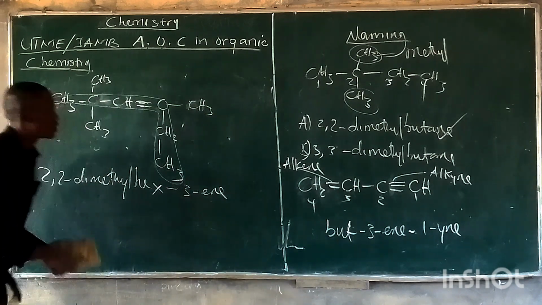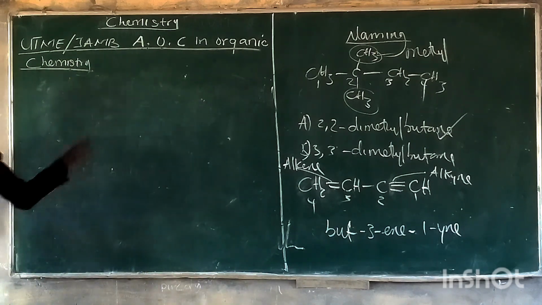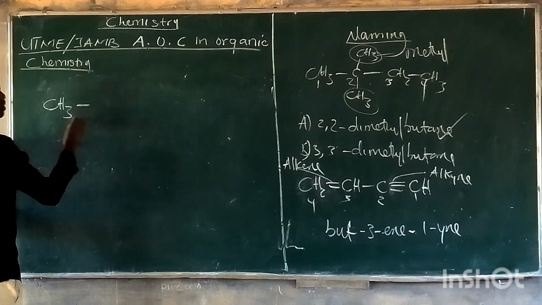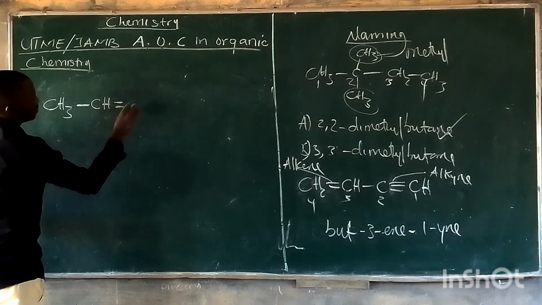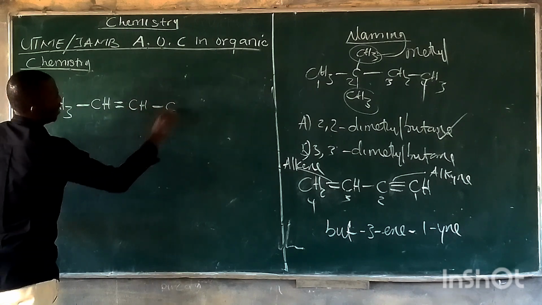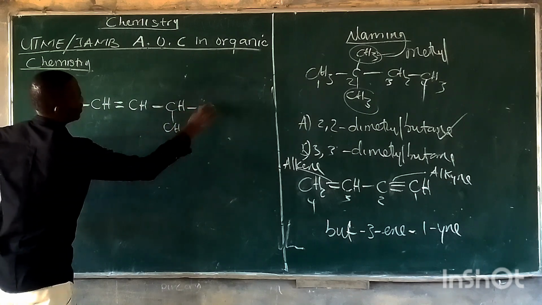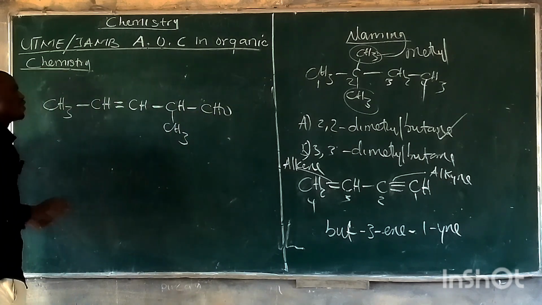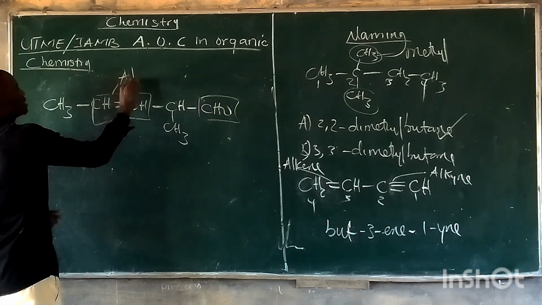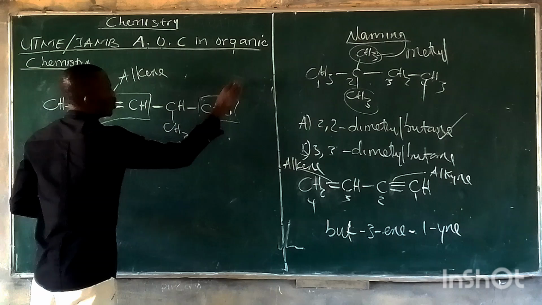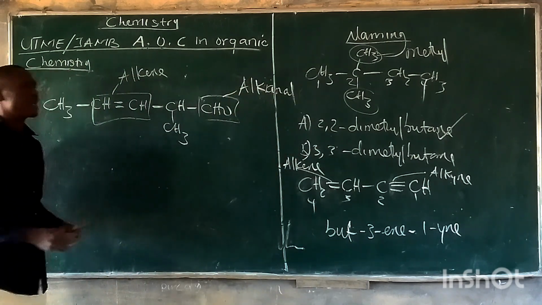Now, let me give you one last one before we go. Let's say we have CH3, C double bond CH, then CH, CH3, and then we have CHO. Now, look at this functional group. This functional group is here, and this functional group is here. This one is alkene, and this one is alkane. So we have two functional groups, alkene and alkane.